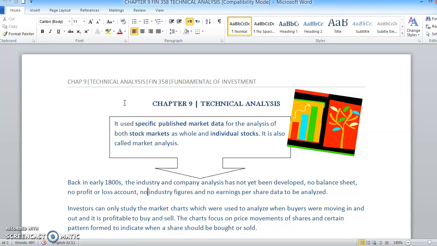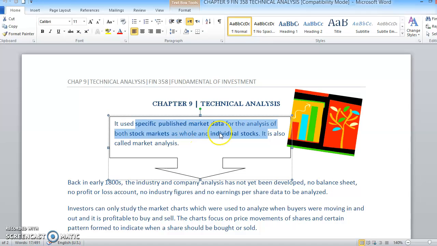Okay, but in technical analysis, we are going to take a look at the published market data for the stock market. So this technical analysis uses specific published market data for the analysis of both the stock market as a whole and the individual stock. So it is also called market analysis. This technical analysis is used by the investors and analysts out there to predict the movement of the share prices, to make decisions on what shares to buy or when we are going to buy the shares and so on.